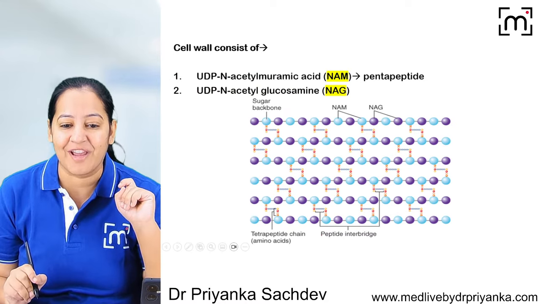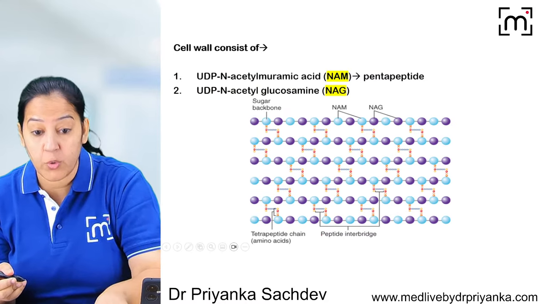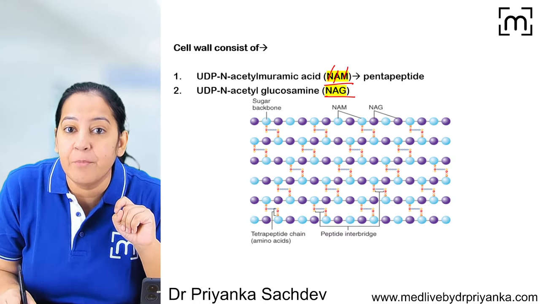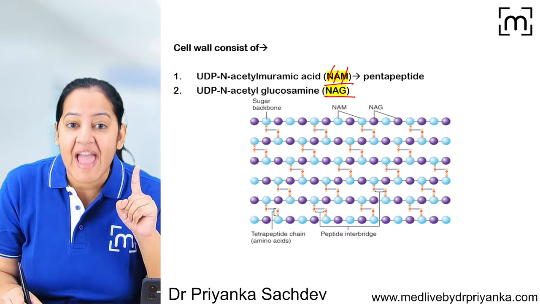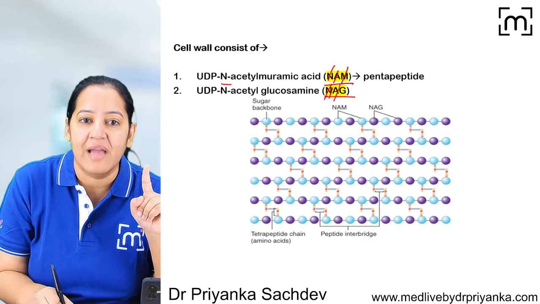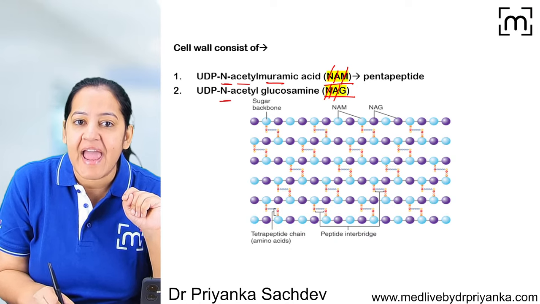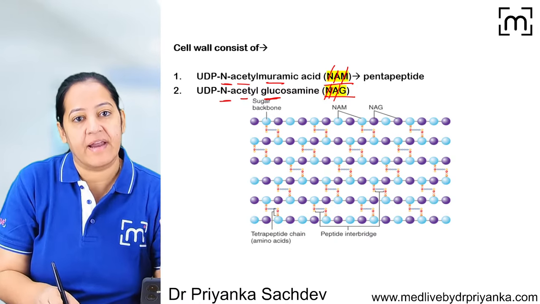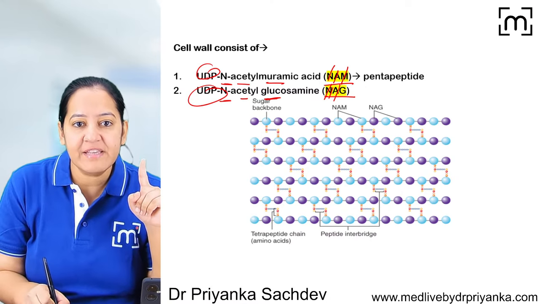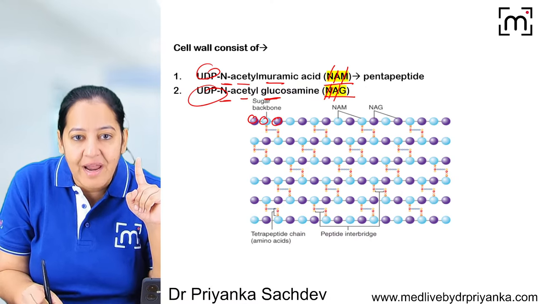So this is the thing I'm talking about. Many of you, if you are not knowing what is NAM, what is NAG, the full form is in front of you. It is N-acetylmuramic acid, NAM, and N-acetylglucosamine, the NAG. So one NAM, one NAG, and they are connected with UDP. UDP NAM, UDP NAG.